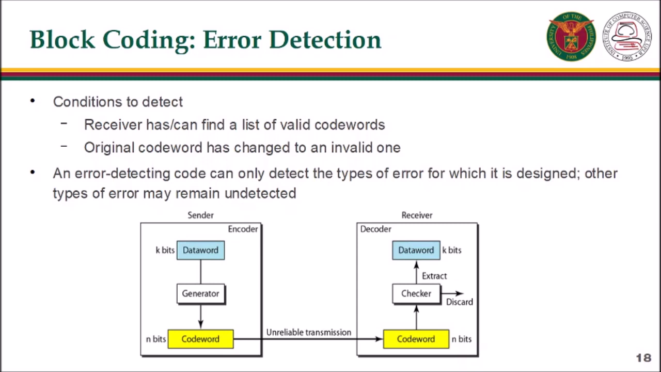To detect an error, the receiver must have the list of valid code words. Also, the original code word has changed to an invalid one. An error detecting code can only detect the types of error for which it is designed. Other types of error may remain undetected.